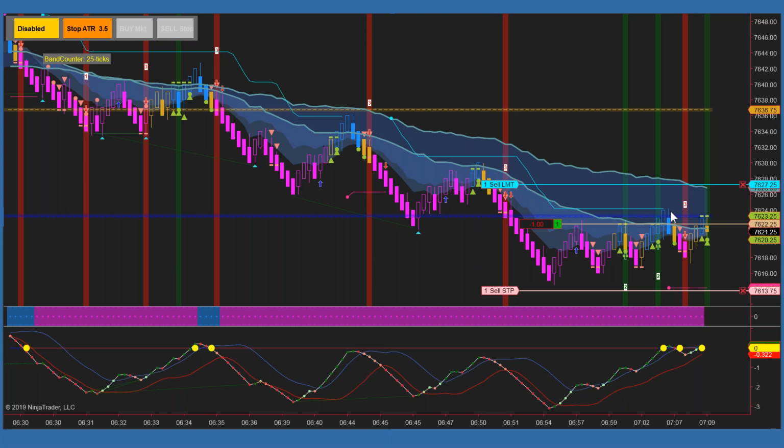Next hurdle, this high here at 76.24-ish. A little bit more bullish. Come on, keep pushing.